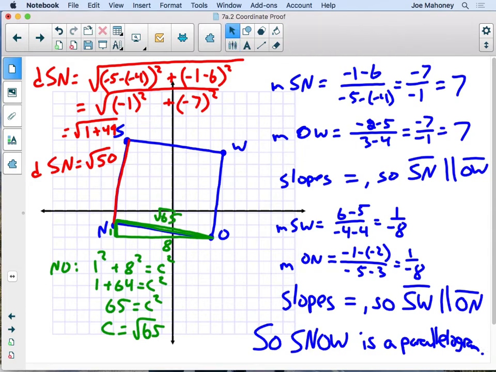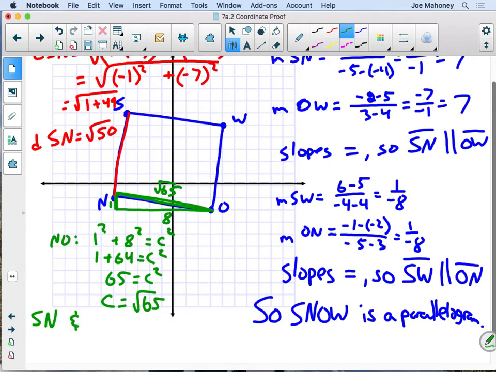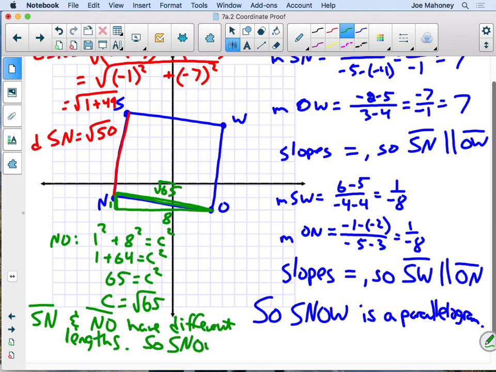Rhombuses have all 4 sides equal. These sides are not equal. So I'm going to write that down. SN and NO have different lengths. Write down what you see. Write down what you found out. So, SNOW is not a rhombus.